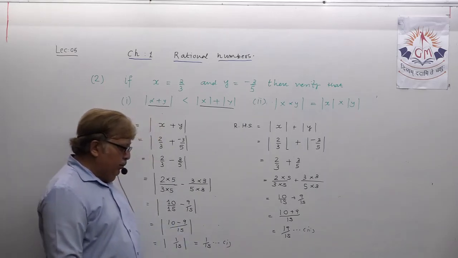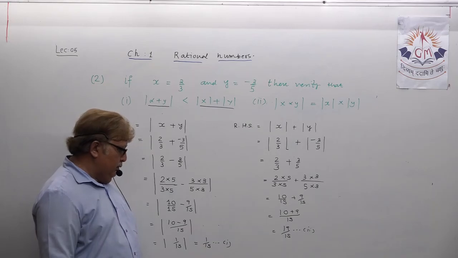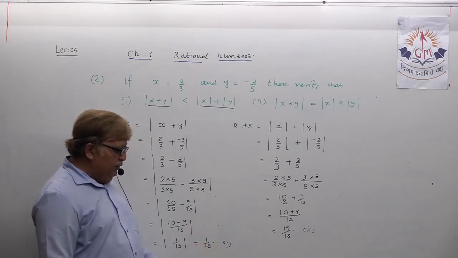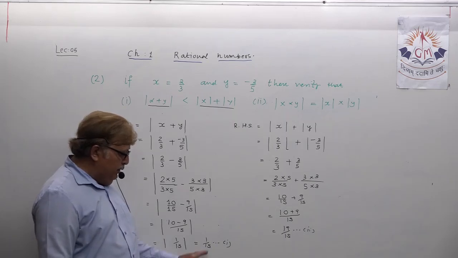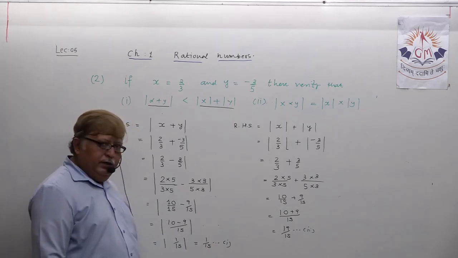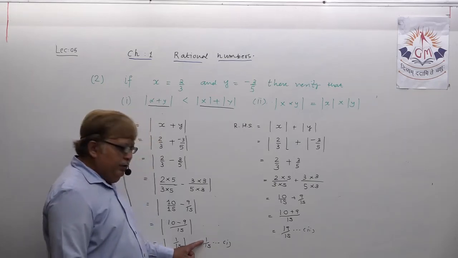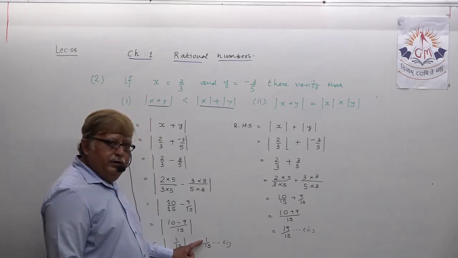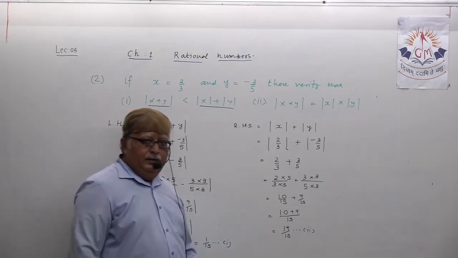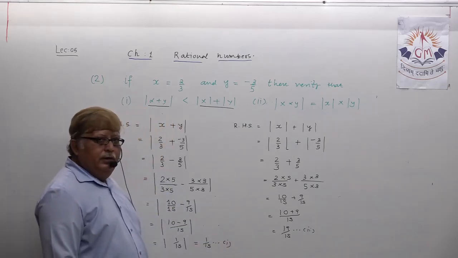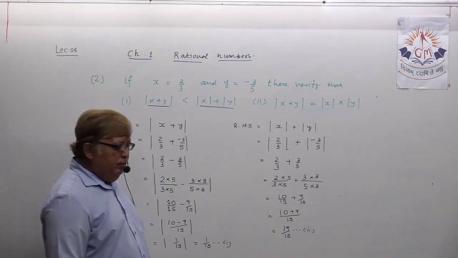You compare both the results. Obviously, you can visualize that in result number 1 and 2 the denominators are equal, 15 and 15. So you just have to compare the numerators, here 1 and here 19. So obviously 1 upon 15 is less than 1 upon 19.